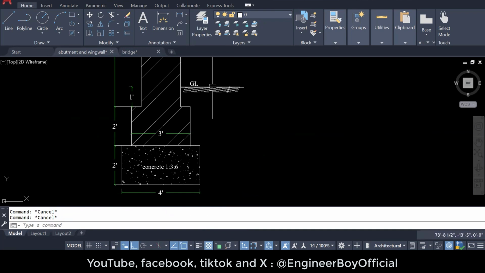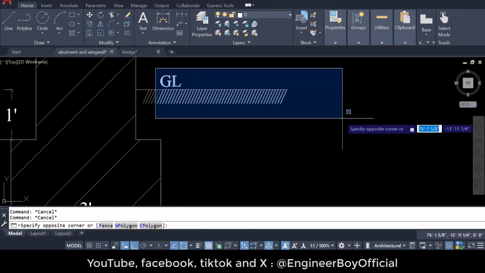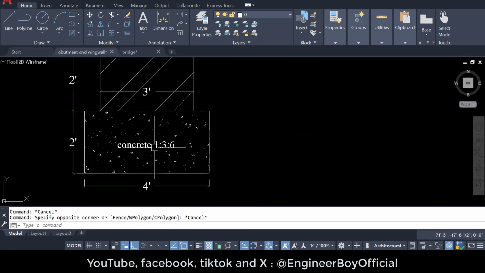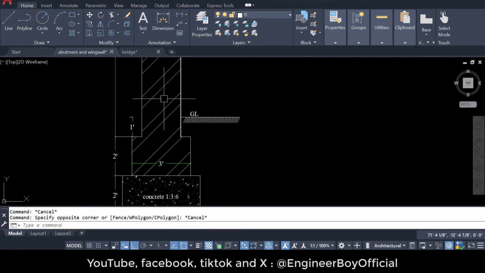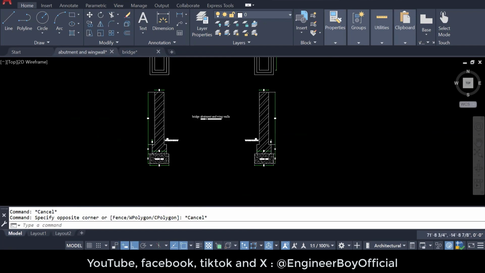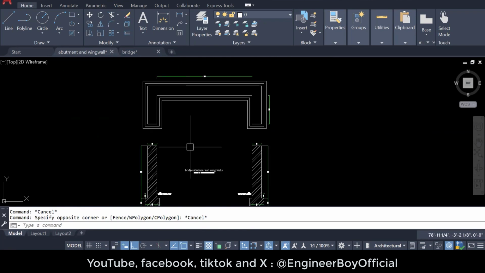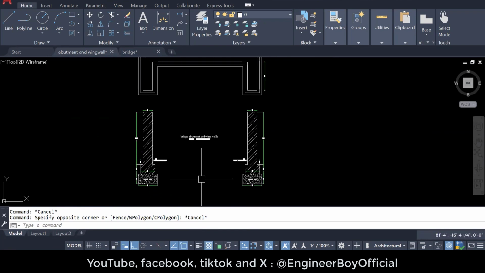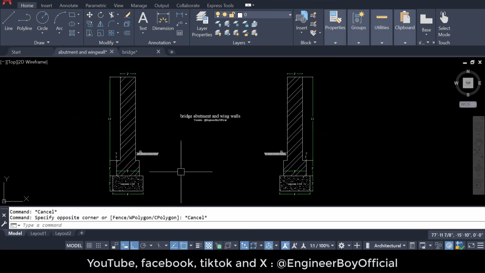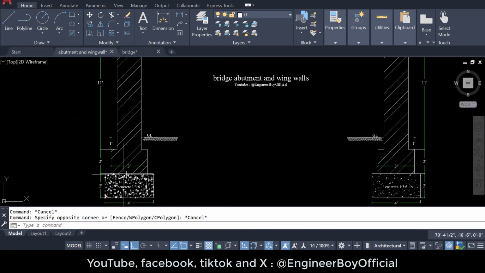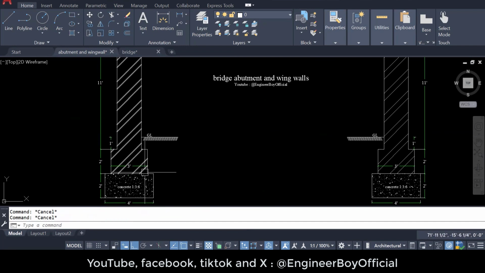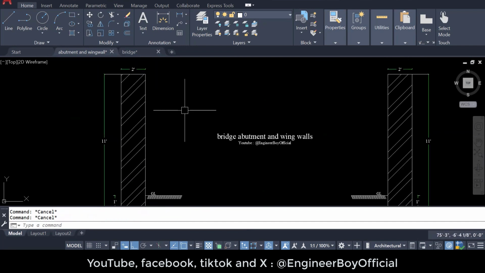We have excavation because the ground level is labeled over there. And then we have concrete, 1:3:6. And then brickwork, because this abutment and wing wall are, you can say, for a small bridge or maybe culvert. So brickwork, which is a pretty good thing, or maybe any masonry work.